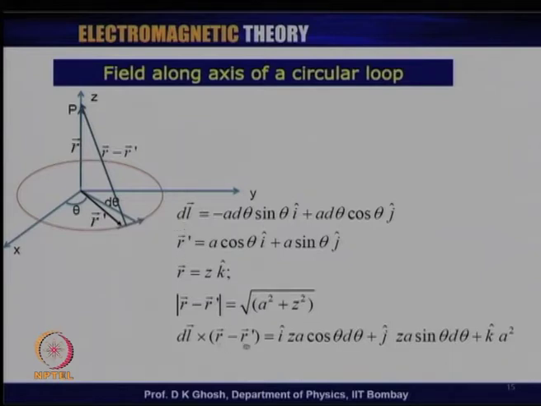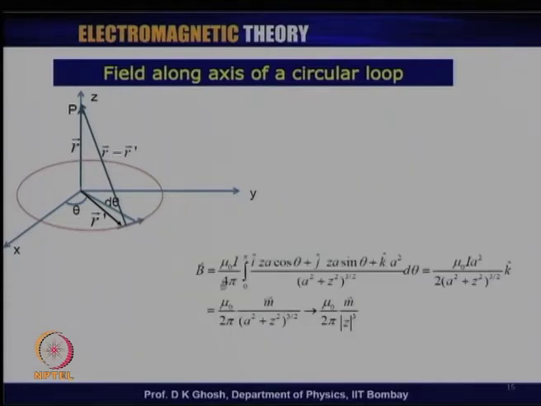Now you put all of them in. What is dl cross r minus r prime? That is very easily calculated, because r minus r prime I have written down, and r is along the z direction. So, you just write this dl cross r minus r prime, this is along the k direction, you have got the dl expression there, and you can easily show that this has i, j and k components. The important one is the k component, because dl has an i and a j, and r minus r prime will give you this relationship there. So, I divide this by the distance cubed, which is a square plus z square to the power 3 by 2, times d theta.